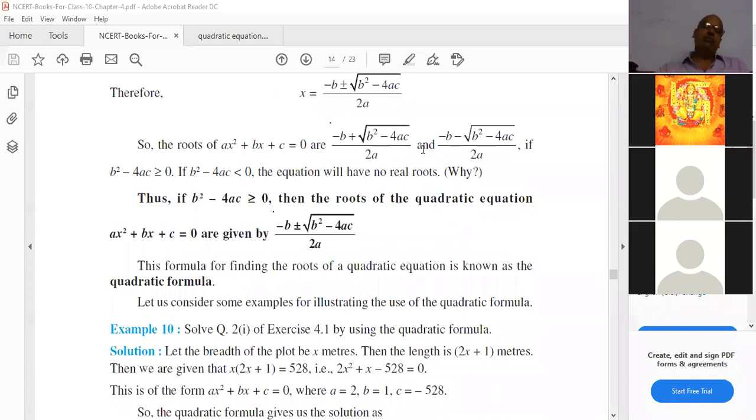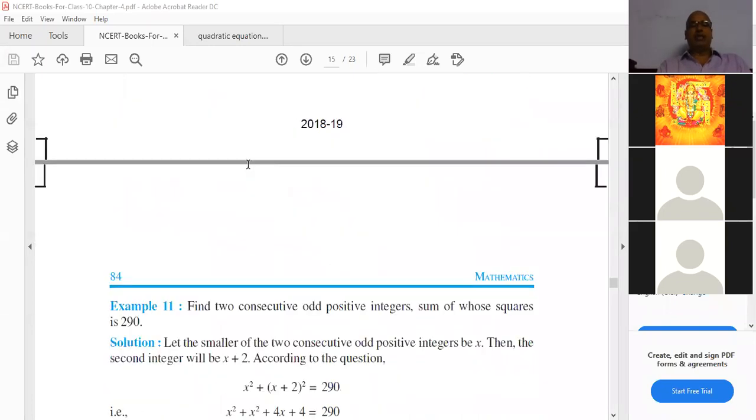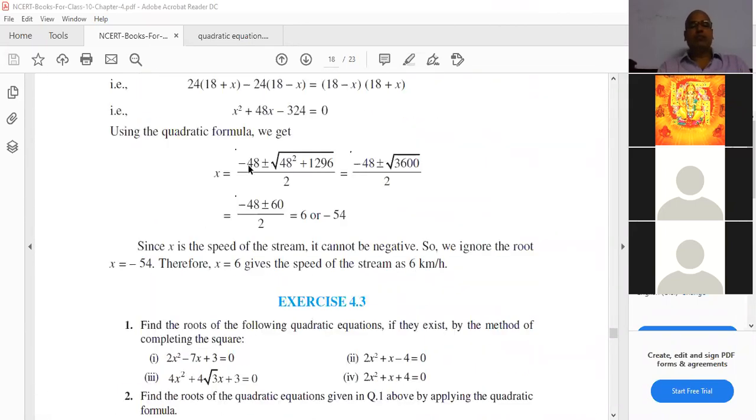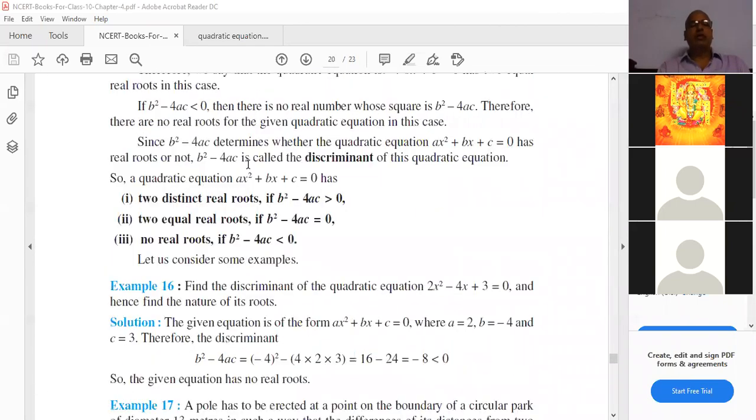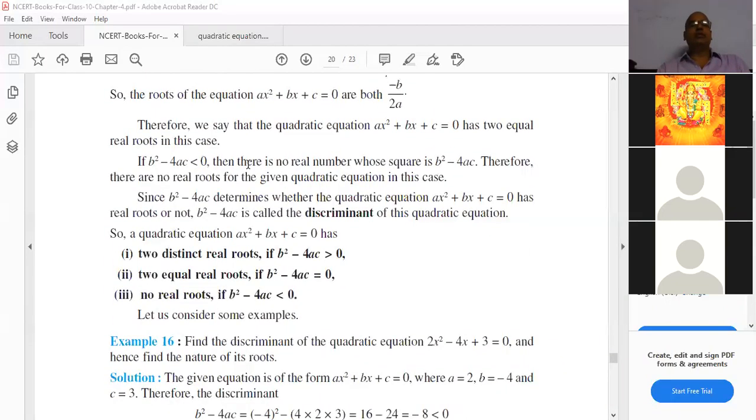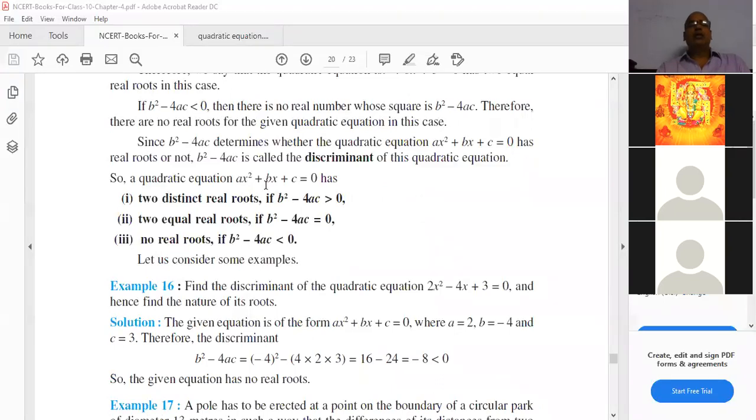And next, nature of roots is separate. Nature of roots you keep writing, and you write D equal to b square minus 4ac. Discriminant D is equal to that, it will be there somewhere clearly. Here he wrote, see clearly. Now see, this one you have to write after the derivation of the formula.